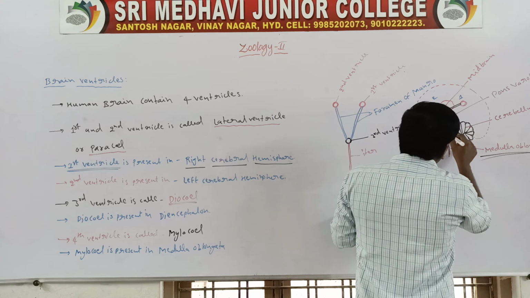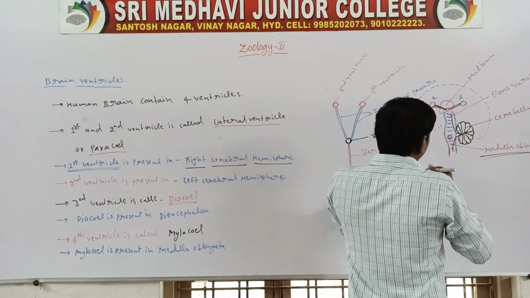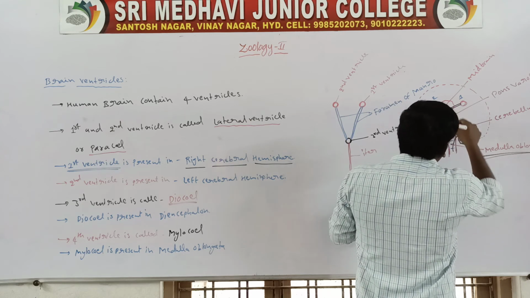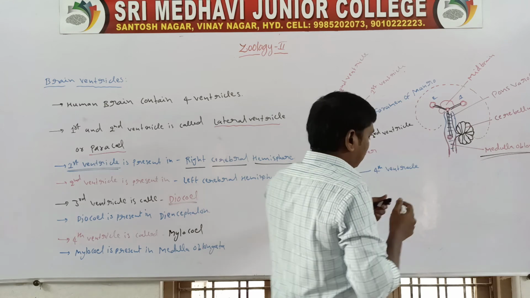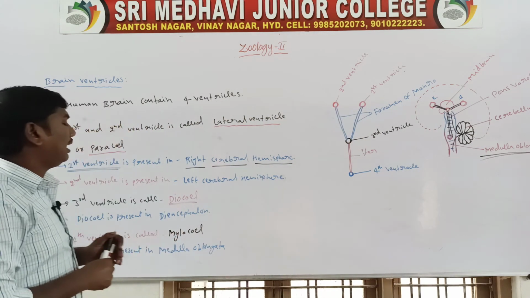Next one, the fourth ventricle is presenting on the medulla oblongata. The third and fourth ventricles are connected by the iter. So these are the four ventricles of the human brain.